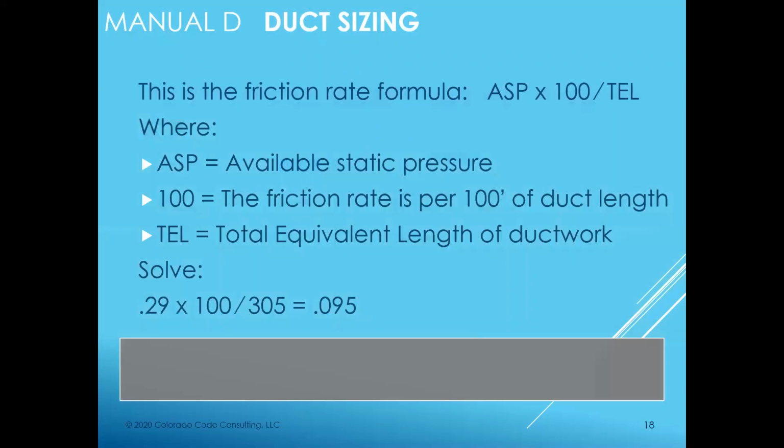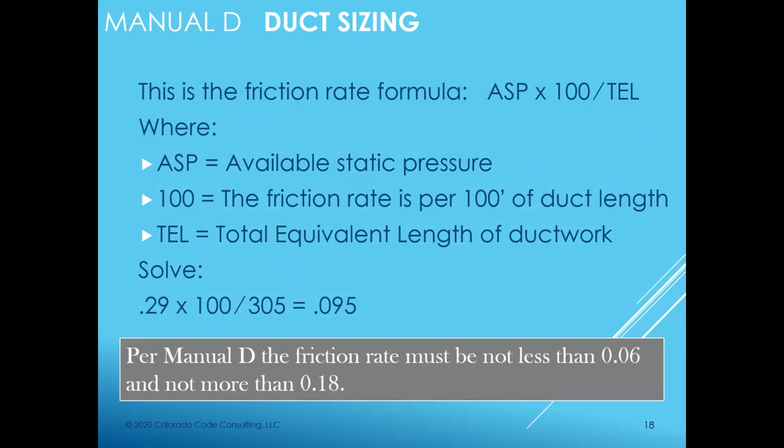So the friction rate, just think of the friction rate as the relationship between the furnace blower and the ductwork. That friction rate has got to be between a 0.06 and a 0.18, because there can be not enough pressure in the ducts to get it to work, and there can be too much pressure in the ducts and they won't work. So on paper we've got to get within this range.